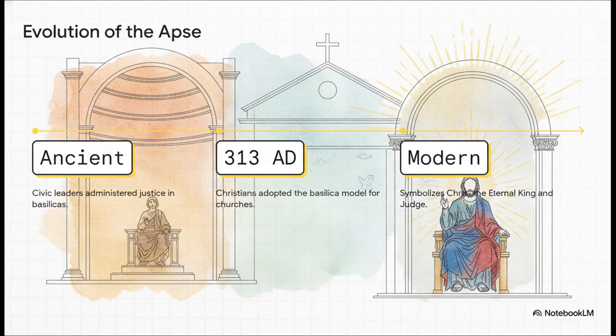Fast forward to when Christianity was legalized, Christians began constructing their own large public churches, and they ingeniously adopted this Roman basilica model. But they completely transformed its meaning. Instead of a place for earthly judgment, the apse became a space symbolizing Christ, the eternal King and Judge, making his eternal presence visually central to the entire building. Talk about a brilliant repurposing.